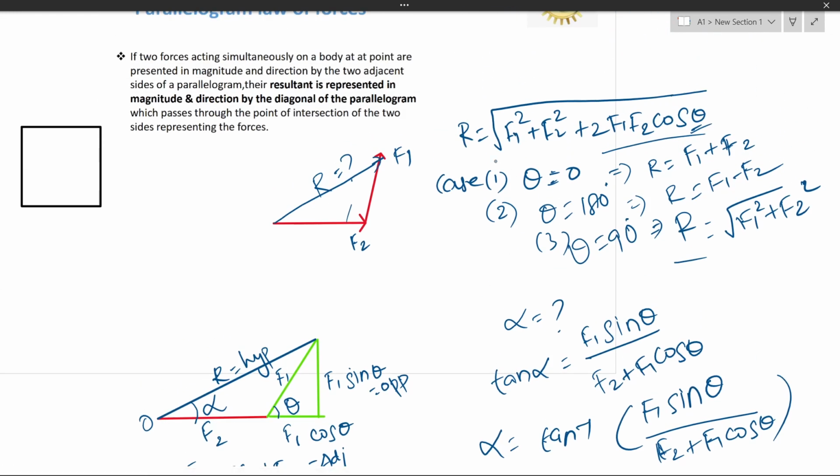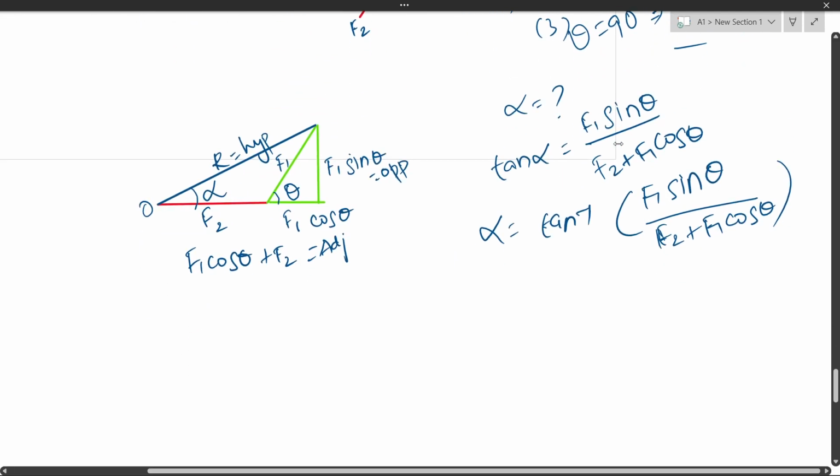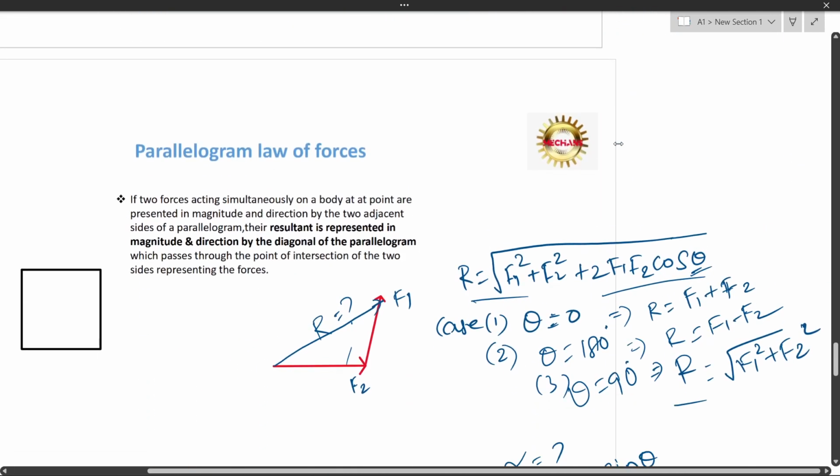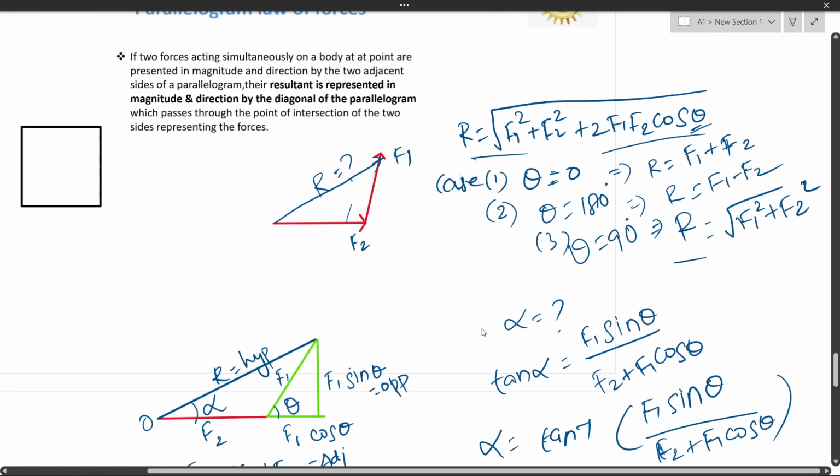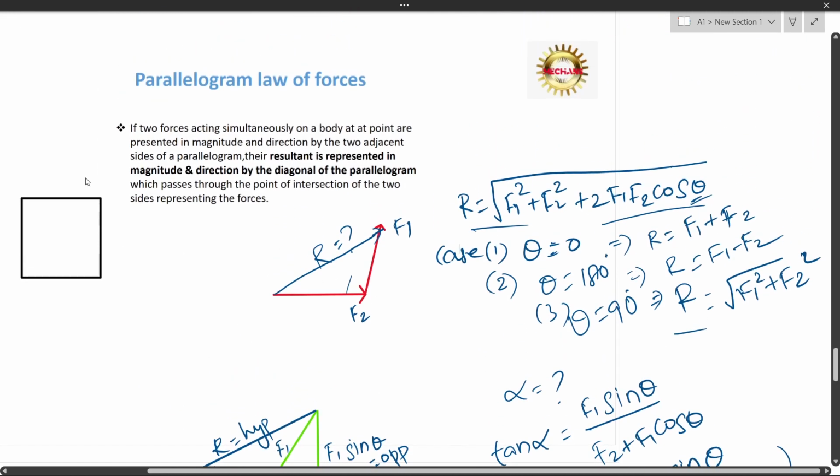And the earlier formula is to find the magnitude of the resultant force. So in this video we learned what a resultant force is and how to calculate the resultant force value, magnitude and angle, by using the parallelogram law of forces.